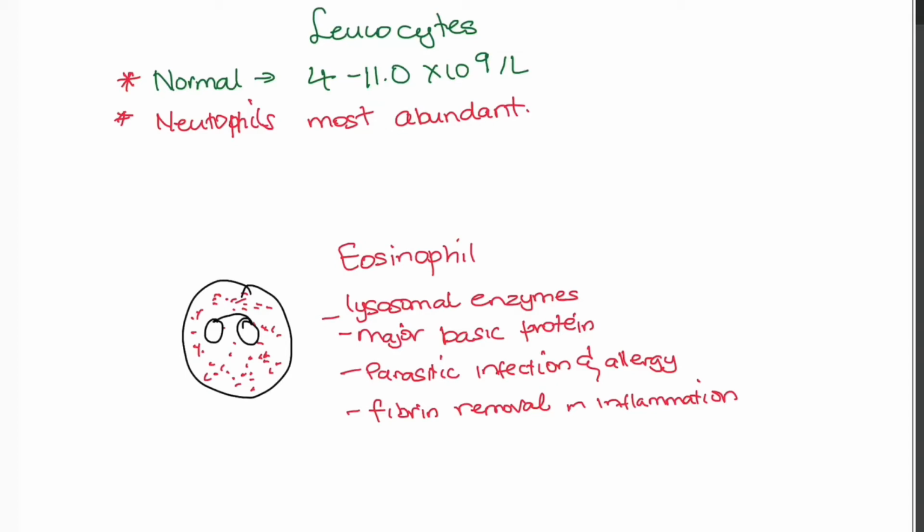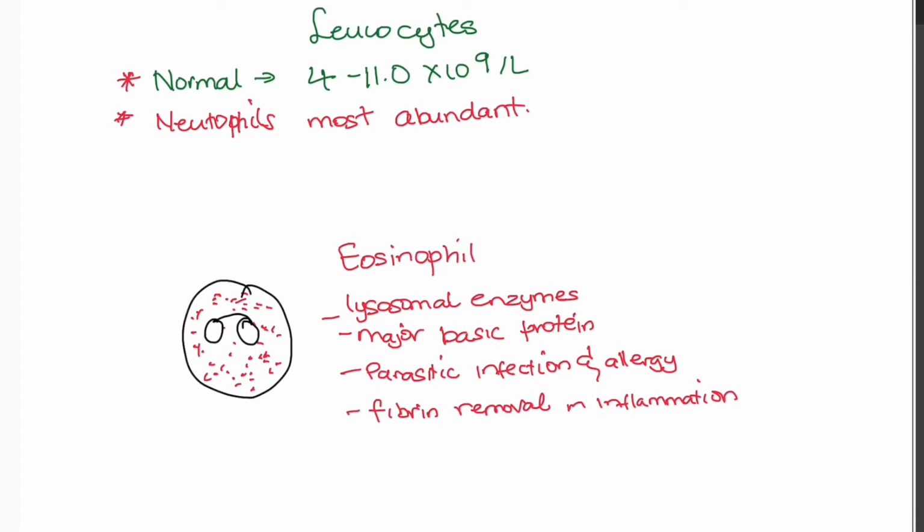Now, the thing that you're supposed to know about your eosinophil is that it has a major basic protein, and this protein is important in damaging parasites, so worms, etc. It also has lysosomal enzymes, which is for this purpose as well. So as you can see, this cell is very important in your parasitic infection. So anything that has to do with worm or other type of parasite, this is important. Also in allergic reaction, this can also be activated.